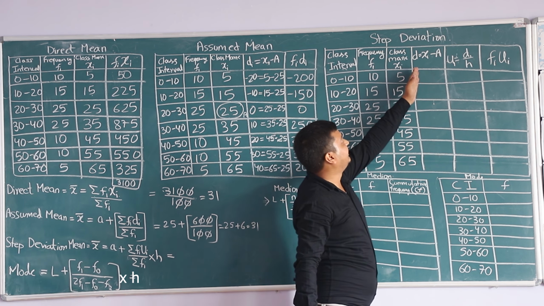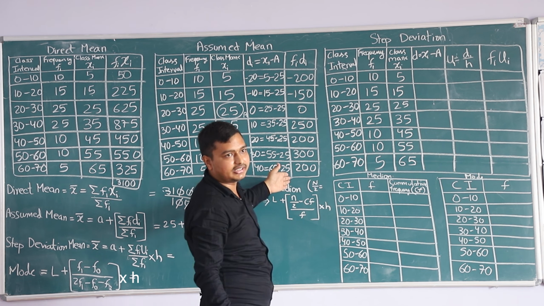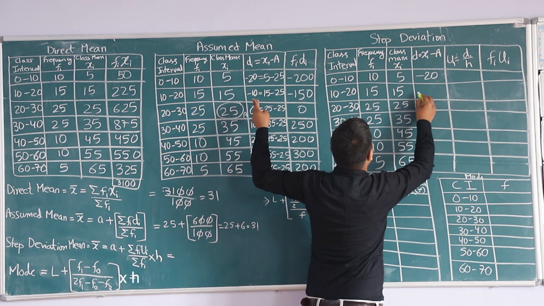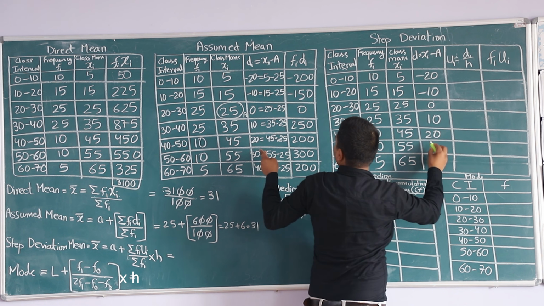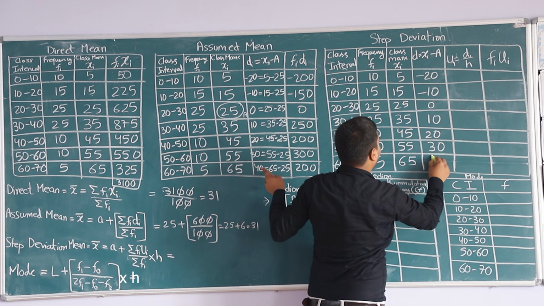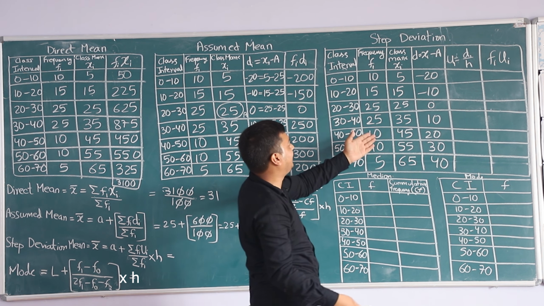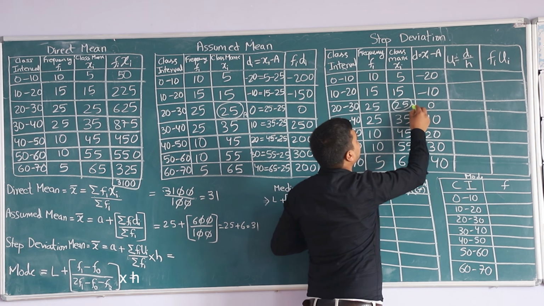Now next, di is equal to xi minus A. Again, it can be the same thing. Already we have done, correct? Now, do you know how to calculate that? Minus 20, what answer did we get here? Minus 10, 0, 10, 20, 30, and 40. In this condition also, actually it is another process, but we are also going to get the same answer. In this condition, what did we assume? 25 is taken as A.